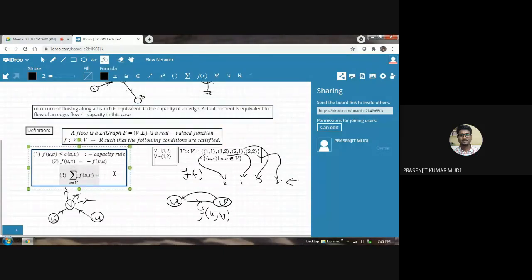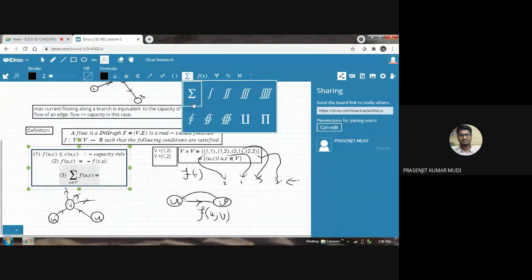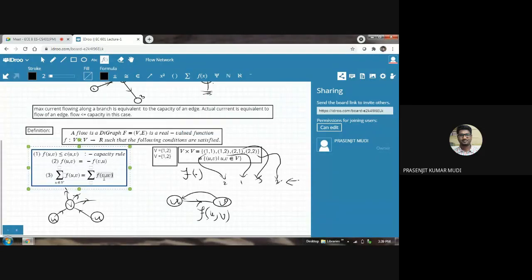So this is the summation of f of v comma w, all the flows outgoing from vertex V. V is fixed, that means for all W belonging to capital V. Is it now correct? Why is it W belongs to V, and why is it U belongs to V? This is the representation. Here we are applying the conservation principle: the flow is being conserved. Net incoming flow is equal to net outgoing flow.